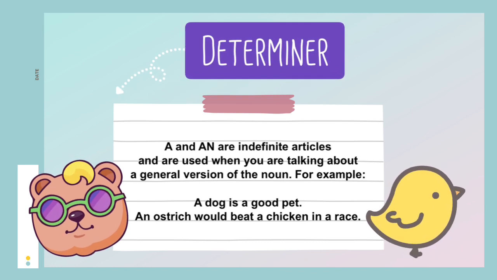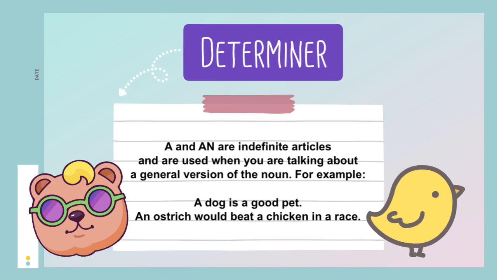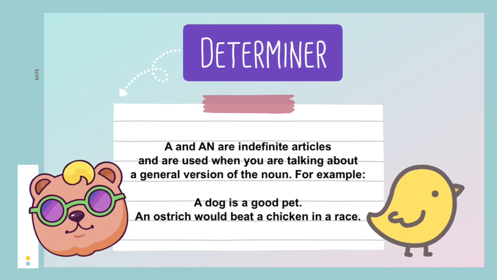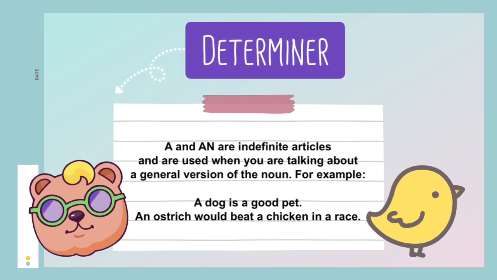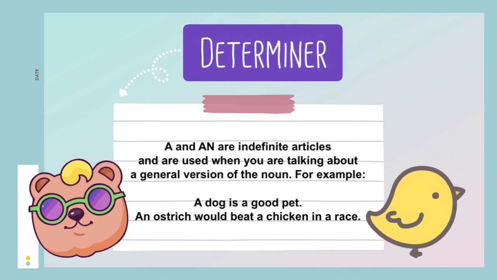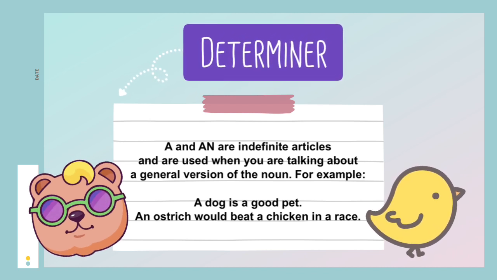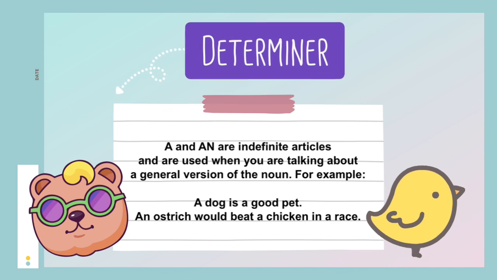Pwede siyang tumukoy sa kahit anong aso. So let's have the second sentence. Second sentence tells us that any ostrich o lahat ng ostrich ay kayang talunin ang chicken sa race. So yeah, pareho ng function si a and an. They are used when we're referring to a general name or a common noun.